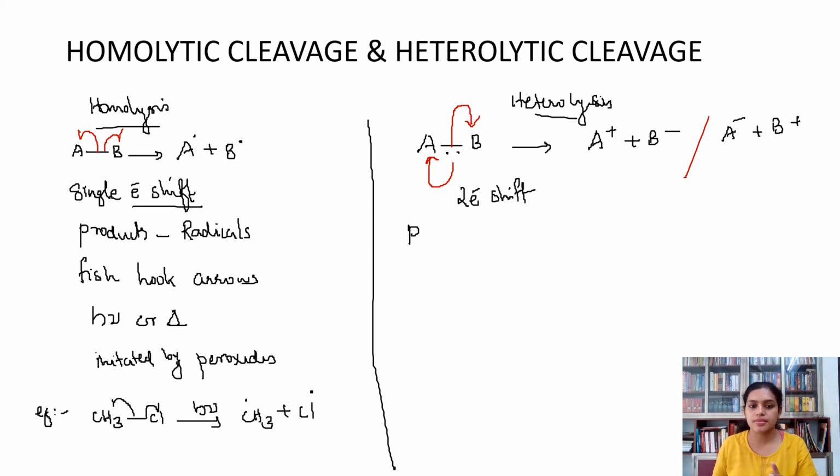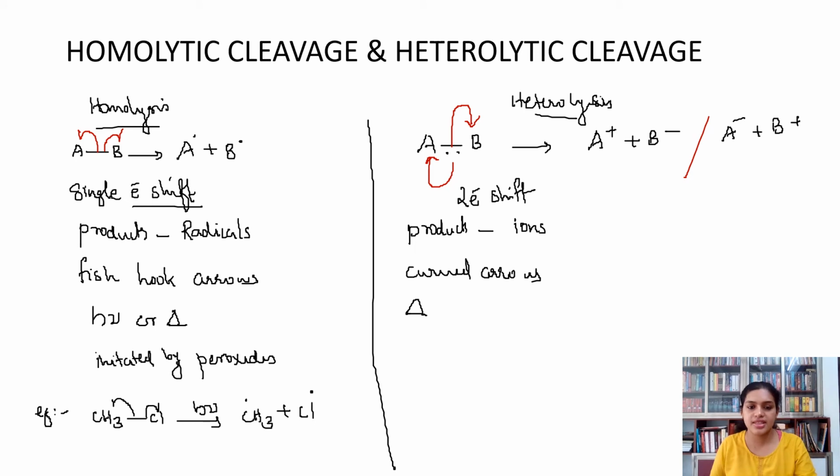And the product, as you can see here, products are ions, not radicals. Okay, and these are represented by curved arrows, and these are normally initiated by heat. Not in the presence of light, but in the presence of heat, and peroxide or any sort of initiators are not required. So here no peroxide or initiators are needed, just heat it, you will get the resultant species.